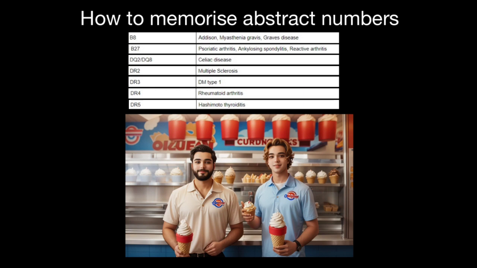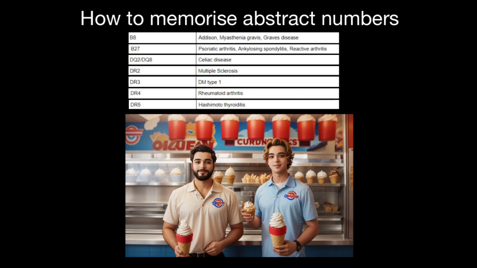One more time, Dairy Queen, 2 people holding 8 cones of ice cream. So DQ2, DQ8. Next one, gene DR2 and multiple sclerosis.